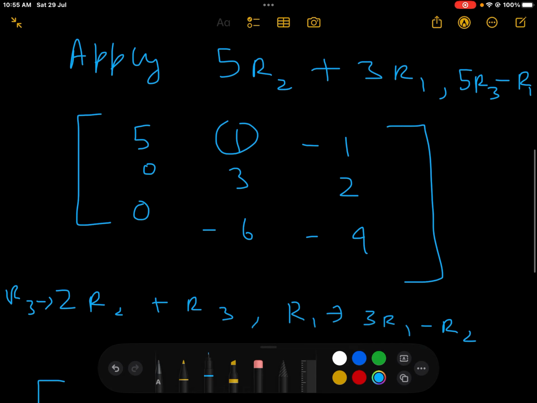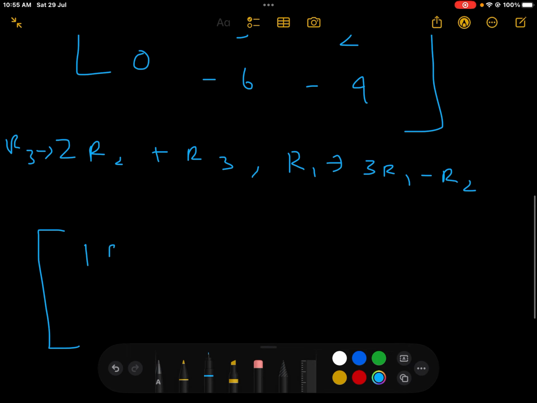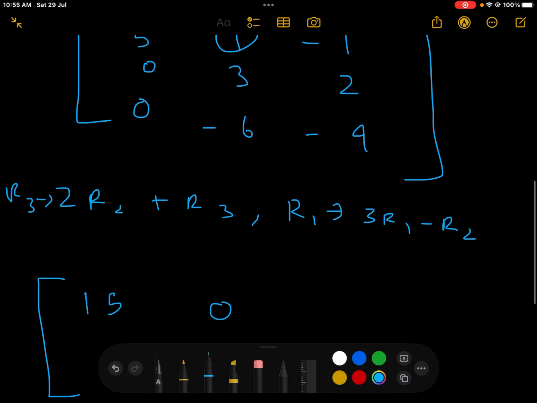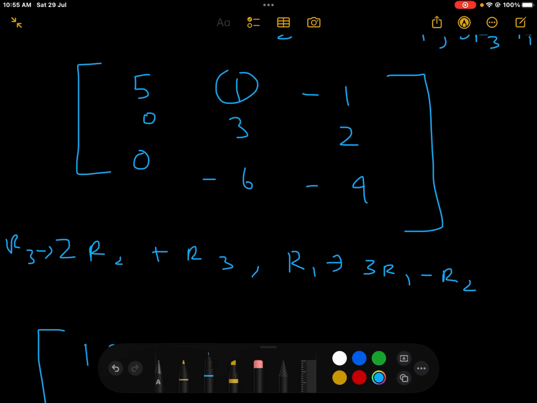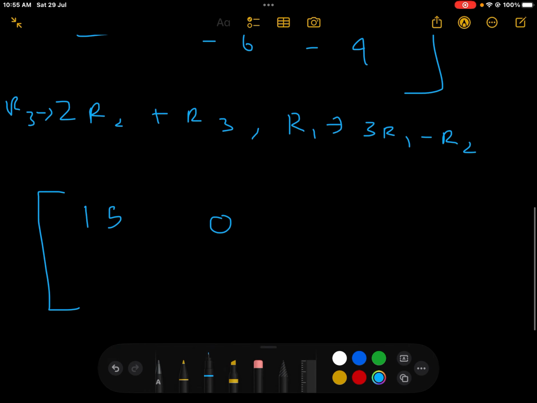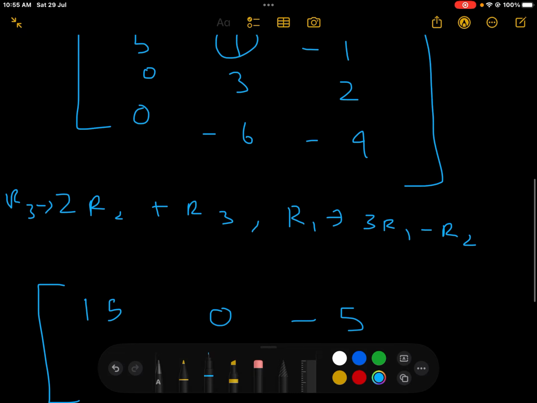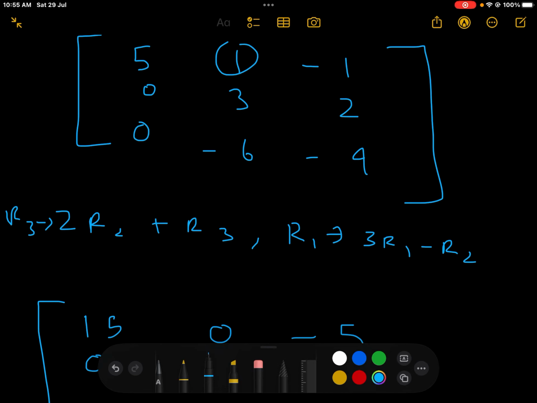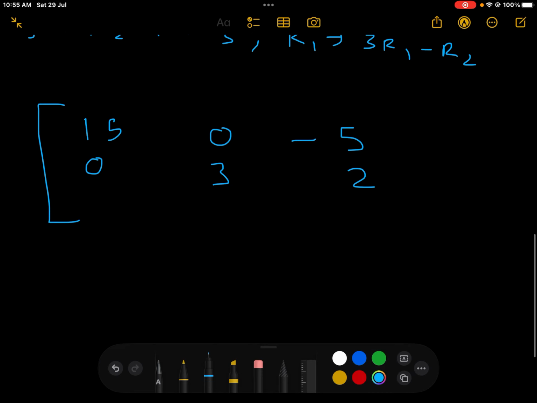3r1 minus r2, this will become 15, this will become 0, this will become minus 3 minus 2, minus 5, and here we'll have the same thing in r2, and here it will become 3 6 minus 6 0, 4 minus 4 0, 0 0 0.